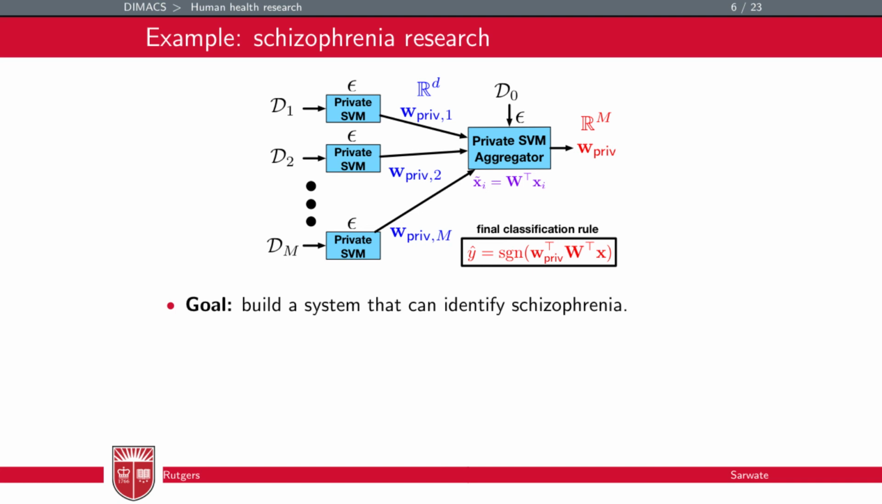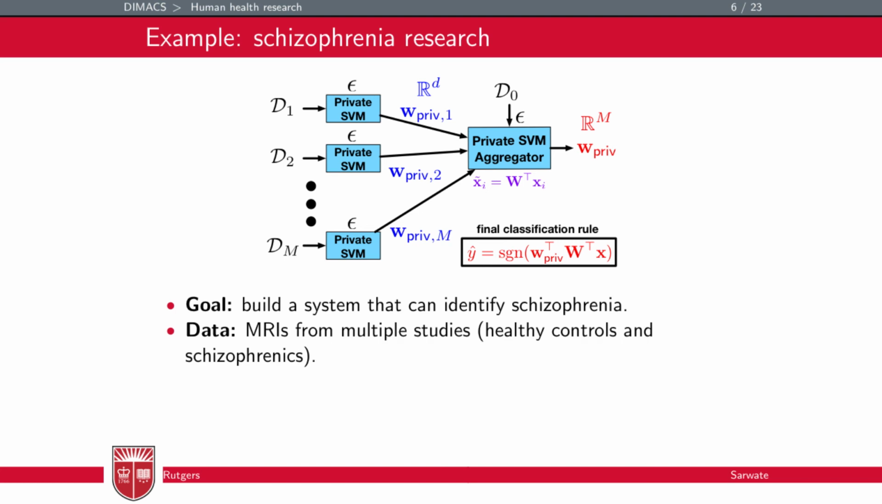It's a pie in the sky kind of thing. And so what we have are these MRIs from multiple studies. So you have multiple studies with healthy controls and people with schizophrenia. And in particular, I'm assuming away all of the registration and getting the data in the right format, assuming it's all in the same format.